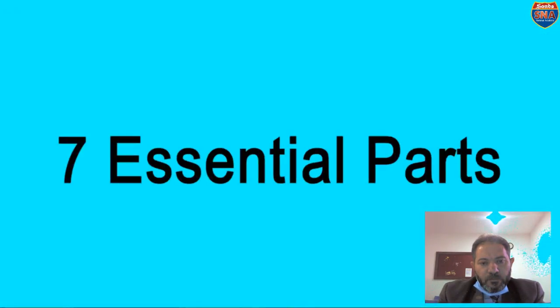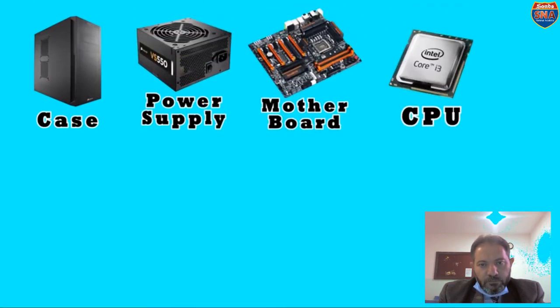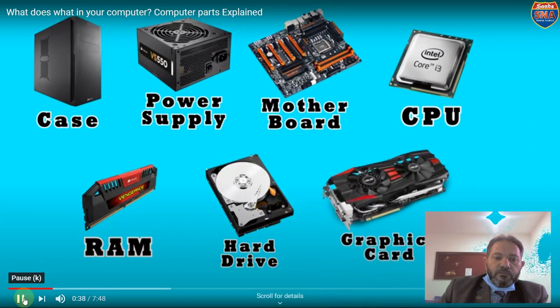A typical desktop computer comes down to these 7 essential parts: case, power supply, motherboard, CPU, RAM, hard drive, and graphics card. These are the fundamental parts of any desktop computer.